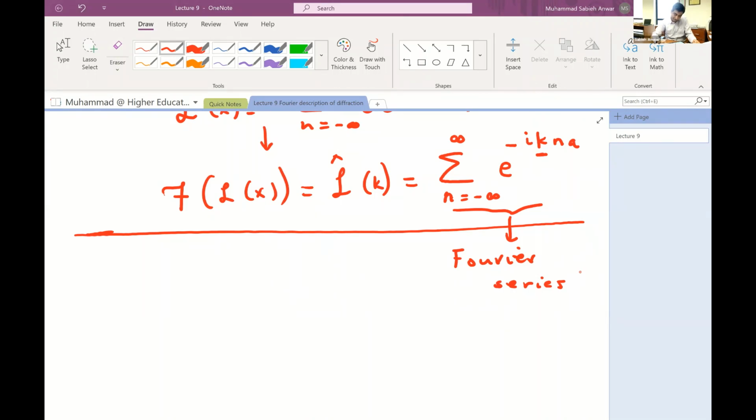Can someone tell me in simple words what a Fourier series is and how it works? Anyone? What is Fourier, sir? The expansion of a periodic function is called a Fourier series, with some weight attached to it.